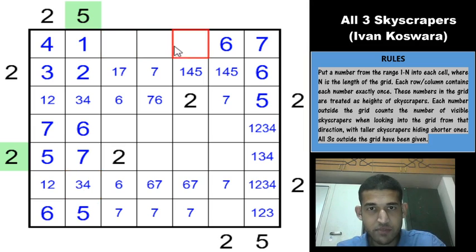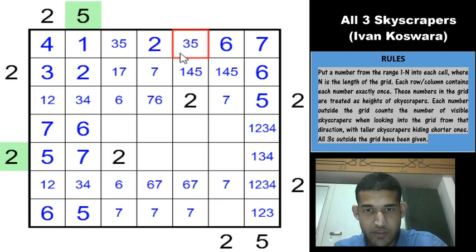So these 3 cells must be 2, 3 and 5, but 2 is in column 3 and column 5. So 2 would have to go here. So this is a 2 and these 2 cells must be 3, 5. Now we have again got a 5 on the border, which must give us some indication. So can we have a 5 here?